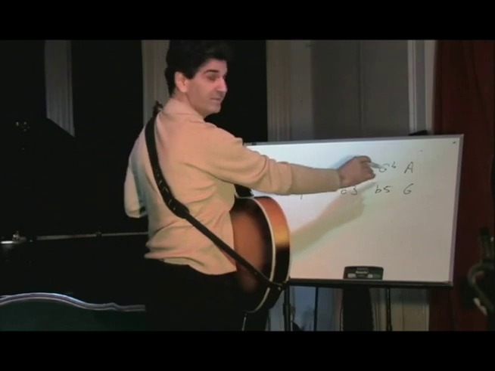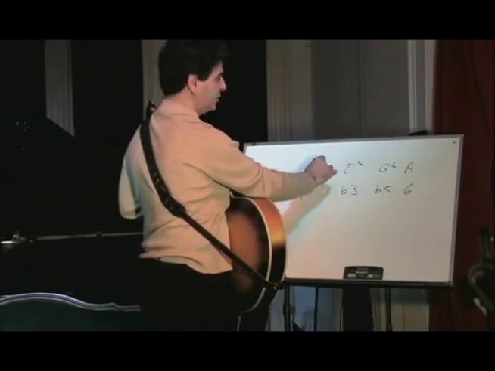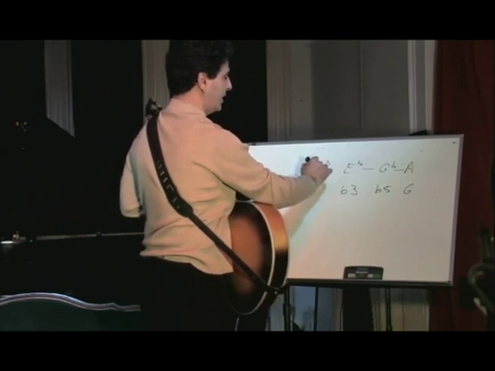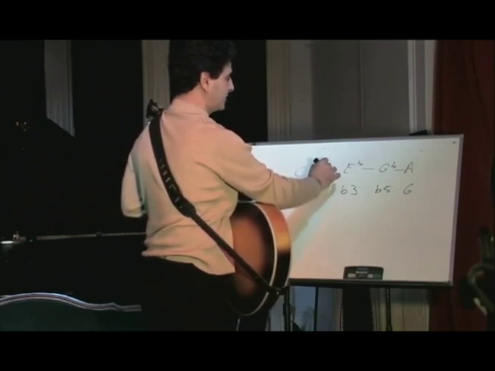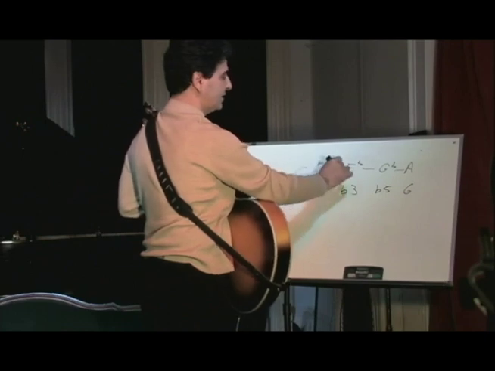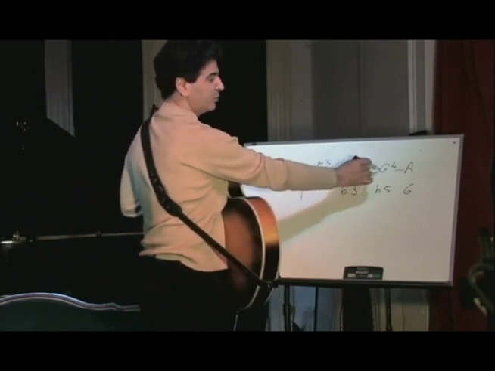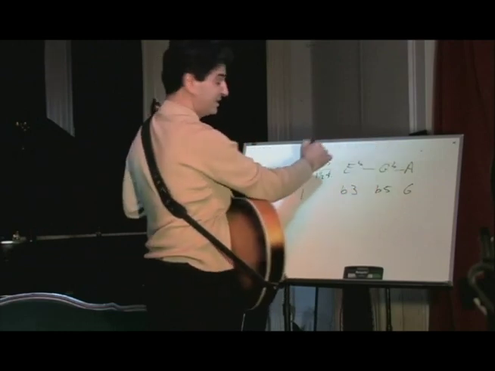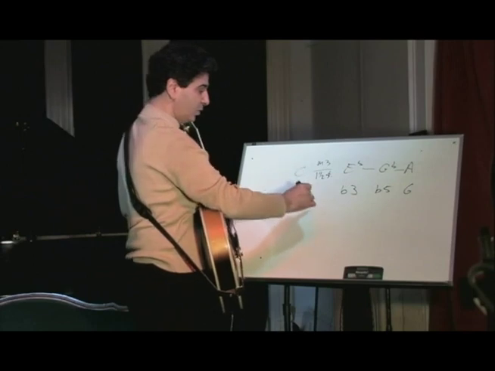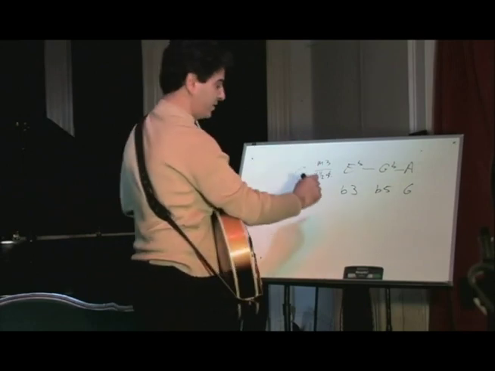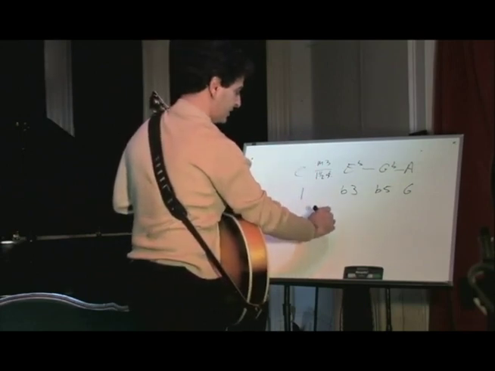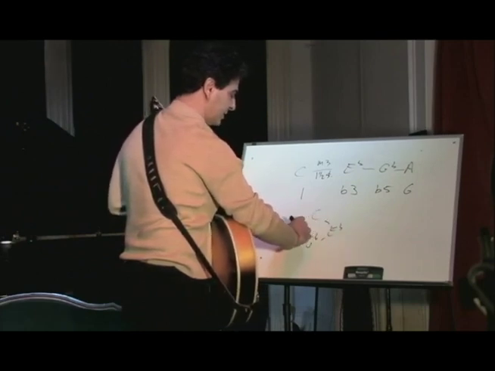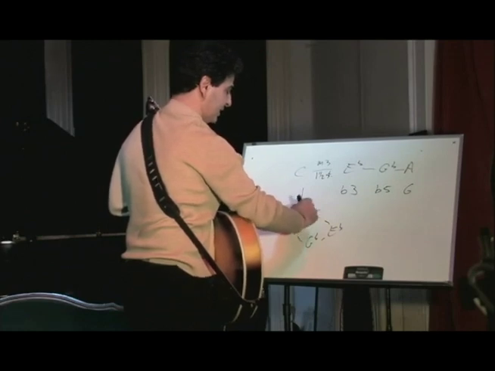Now what typifies the diminish is that the distance between each one of those notes is exactly the same. It's a minor third, 1.5 steps. Between this and this is 1.5 steps. Between this one and this one is 1.5 steps. Between this one and this one is 1.5 steps. And between A and C is also 1.5 steps. So what you end up with is a cycle of minor thirds. C to E flat, E flat to G flat, G flat to A, and A to C.